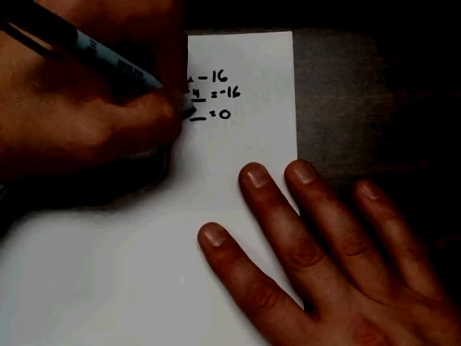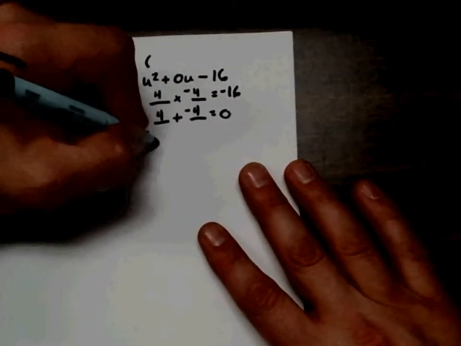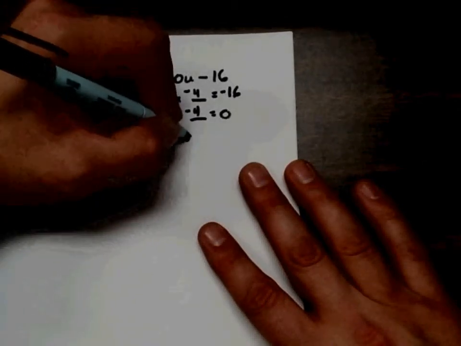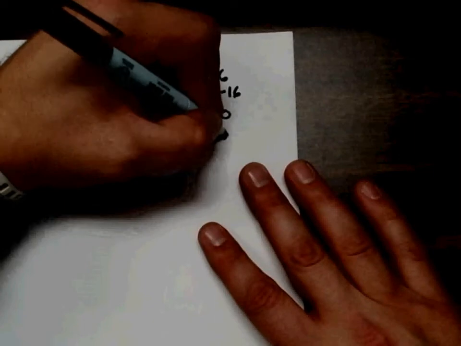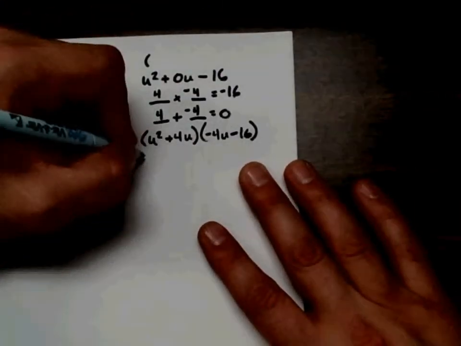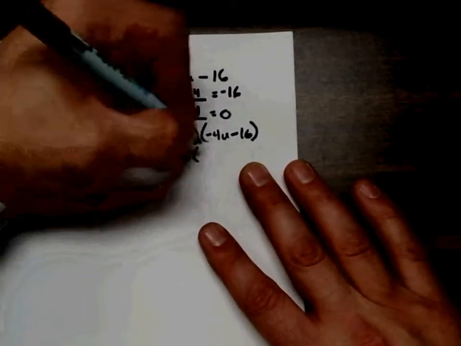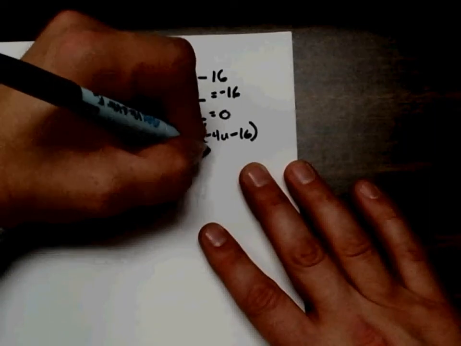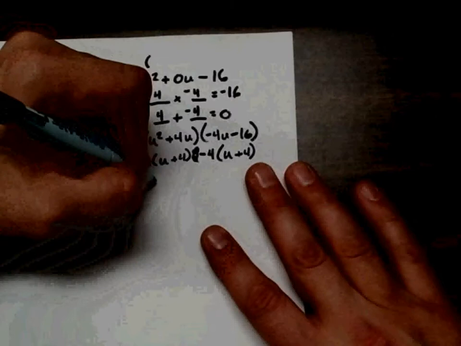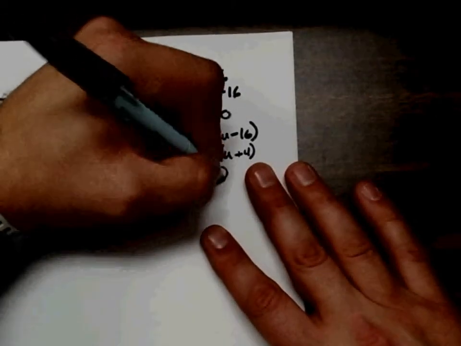And so in my factor by grouping, this is going to become u squared plus 4u and negative 4u minus 16. Factoring out the GCF, it's going to be u here, so it's going to be u plus 4. I'm going to factor out a negative 4 here, and that's going to leave me u plus 4 with the factors of u minus 4, u plus 4, which means that's a difference of squares.